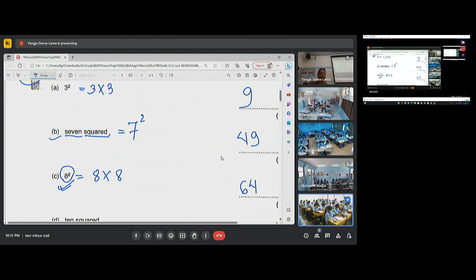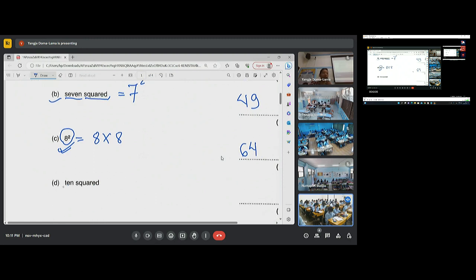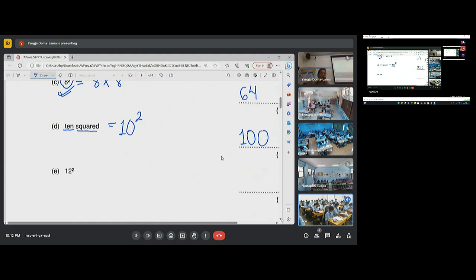Now, next question is number D. Read, what is this? 10 square. So, 10 square means 10 and you have power 2. But we don't read as 10 power 2. We read as 10 square. Only you should know square means power 2. How much is 10 square? 100. Okay? Reading is important. Otherwise, you will not understand what I am telling you.